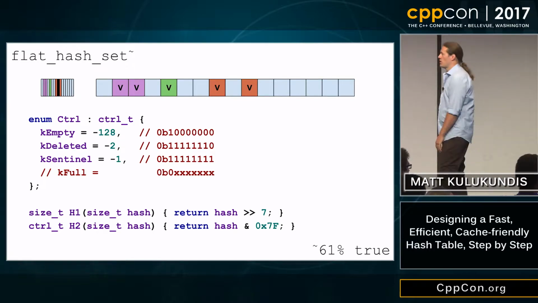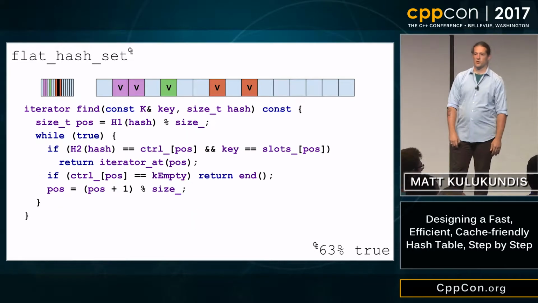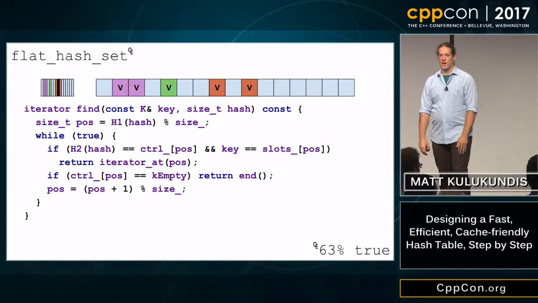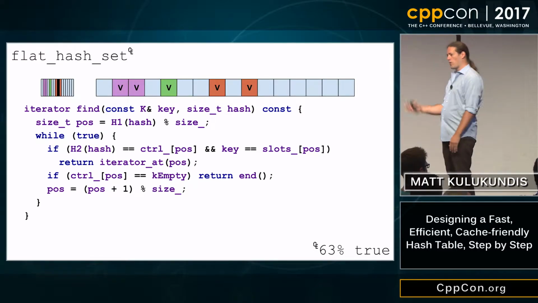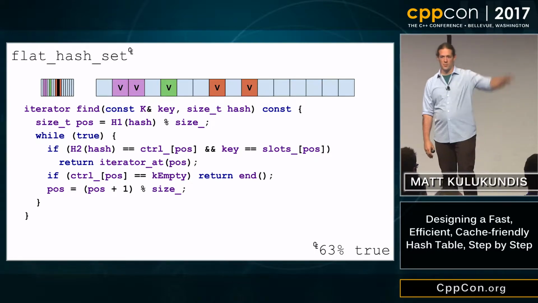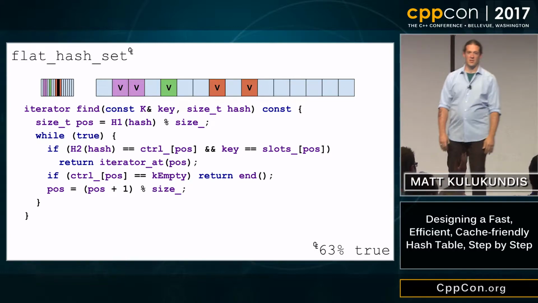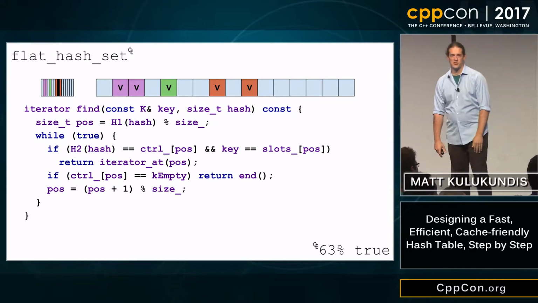What does find look like for this table? Quick show of hands. Who wants to read all the code on the slide? And who wants to see a picture of how it works? And then I'll go back and let you read the code on the slide. People who want to see a picture? People who want to read the code? Sorry, coders. Pictures have it.